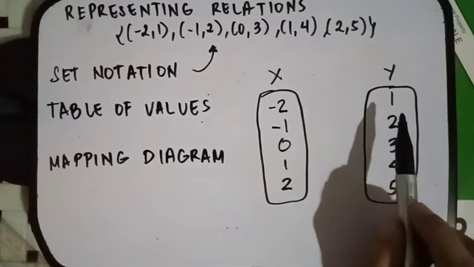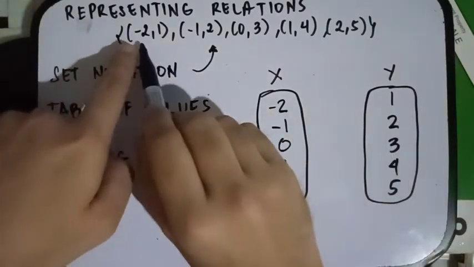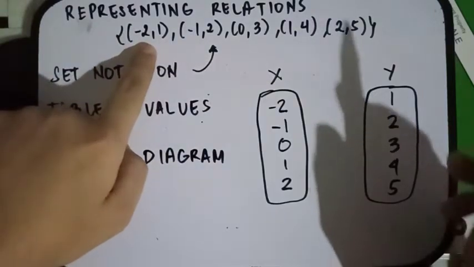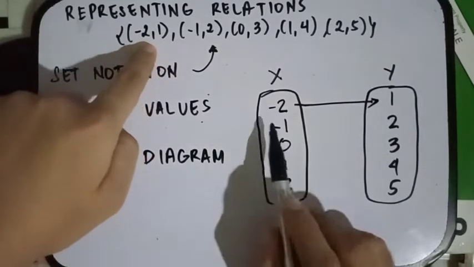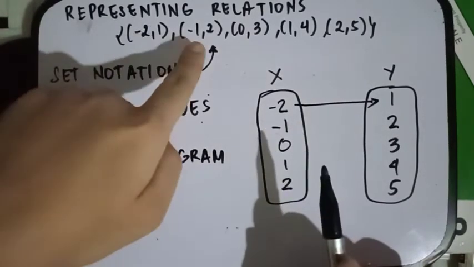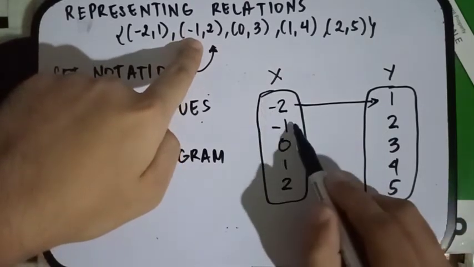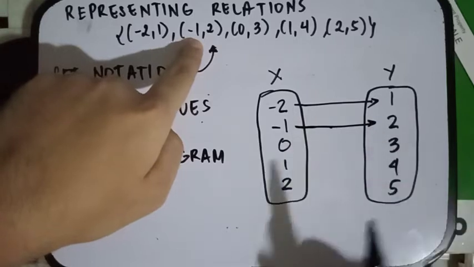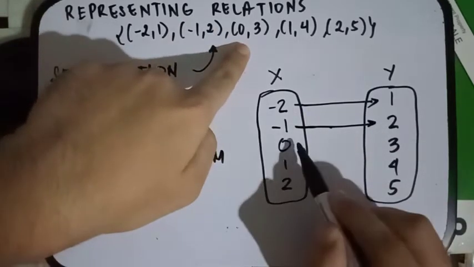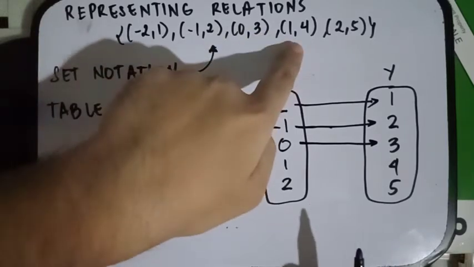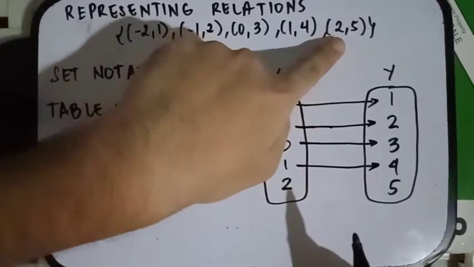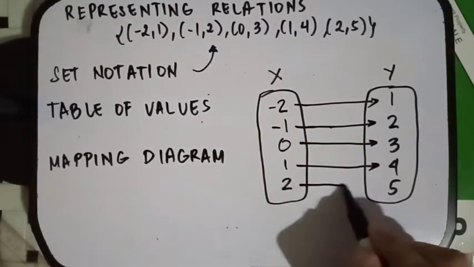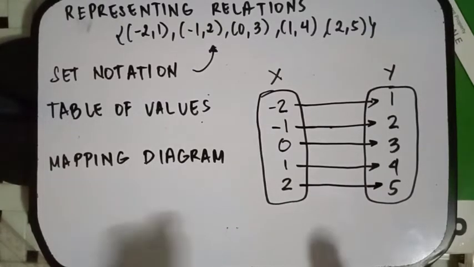So, kung makikita natin, itong ordered pair na negative 2, 1. So, yung negative 2, pwede nating i-pair sa 1. Ganyan pairing yan. Tapos dito naman, negative 1, 2. I-pair natin yung negative 1 sa 2. Yung 0, 3 naman, yung 0, i-pair natin sa 3. Yung 1, 4. Yung 1, ipares naman natin sa 4. And lastly, 2, 5. Yung 2, ipares natin sa 5. Okay? So, ganito ang itsura ng mapping diagram.